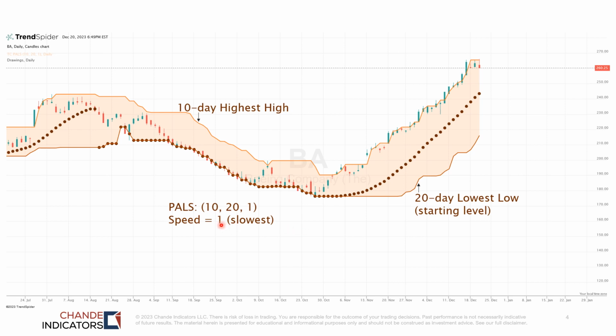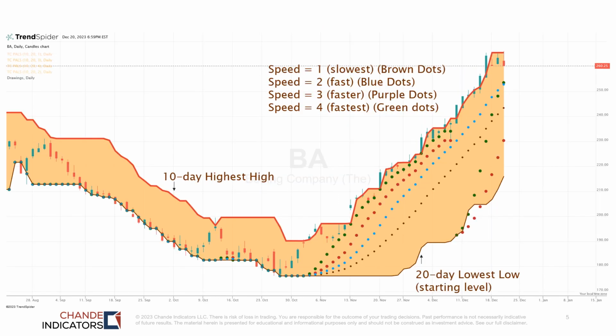So here 1 is the slowest speed. Through a lot of experimentation, I've come up with combinations that seem to make sense. So let's take a closer look. This complicated chart shows all 4 speeds available with the PALS exit. We have daily data for Boeing. We're using the 10-day highest high to trigger the start of the process, and we're using the 20-day lowest low to set the initial level for the exit.